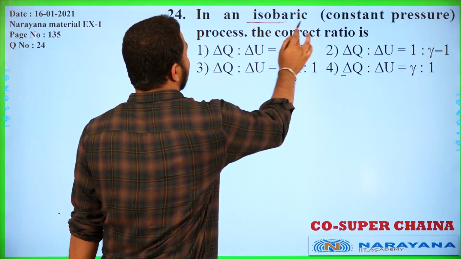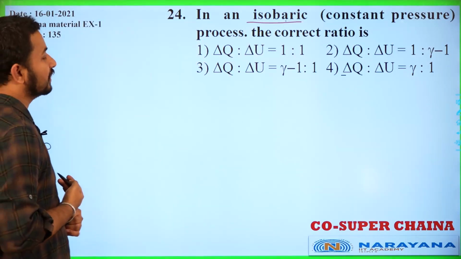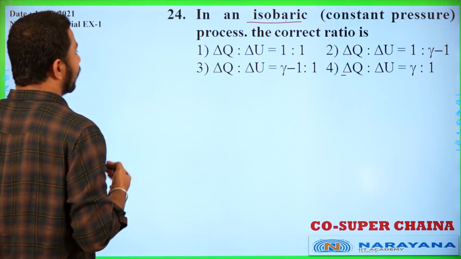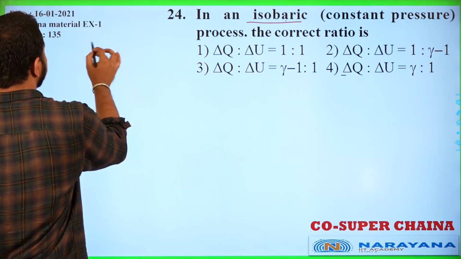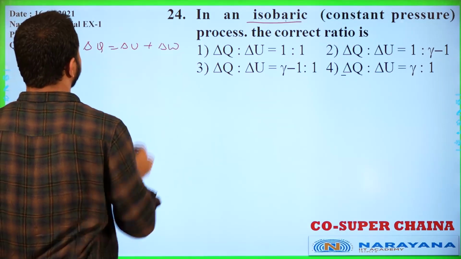It is an isobaric process. For an isobaric process, the pressure is constant. So for an isobaric process, we know delta Q is equal to delta U plus delta W.